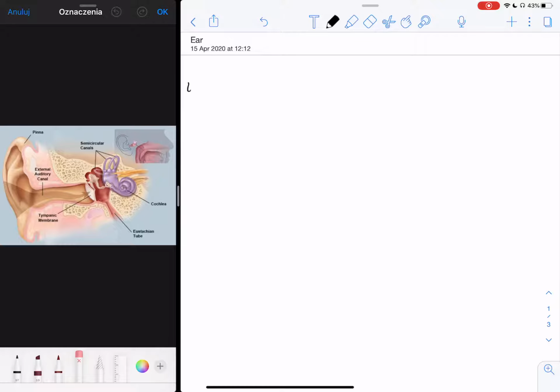Guys, ear as such consists of three parts: external ear, ucho zewnętrzne, and middle ear, ucho środkowe, and internal ear, ucho wewnętrzne. Those three parts aren't simple either, because they are made of a few more components.